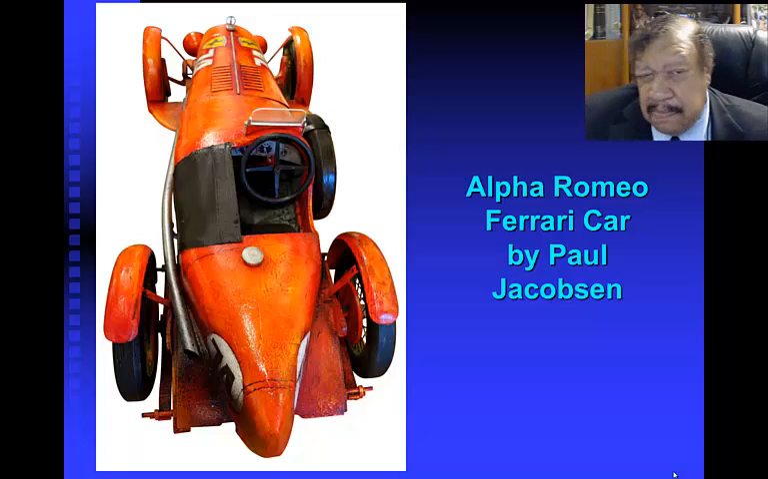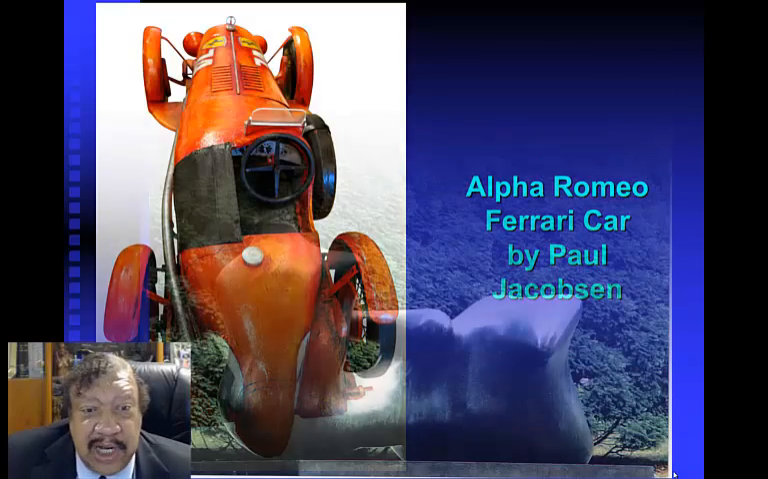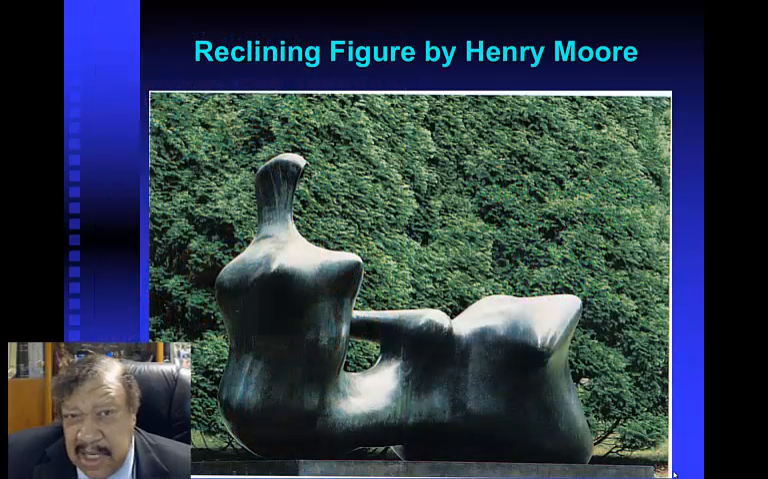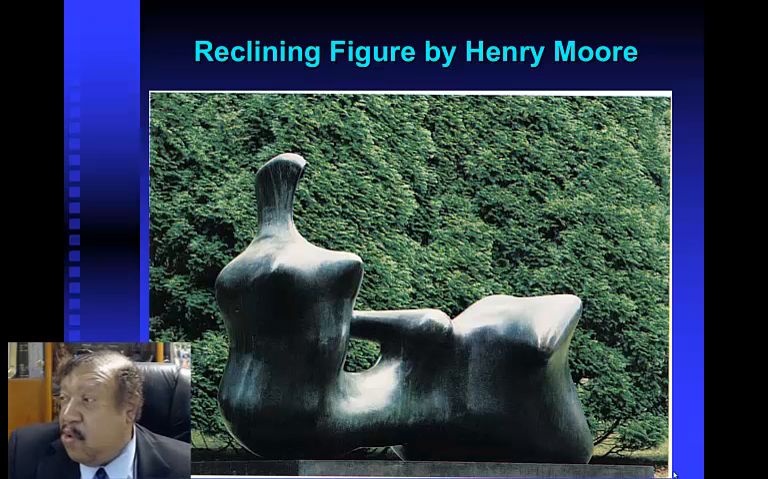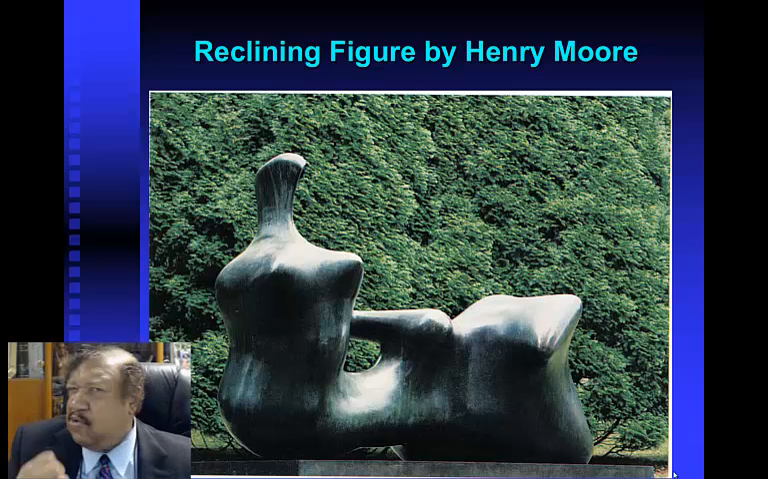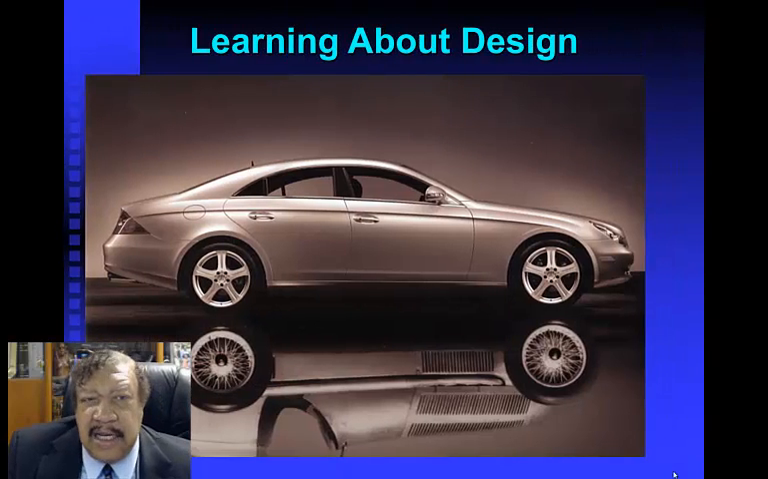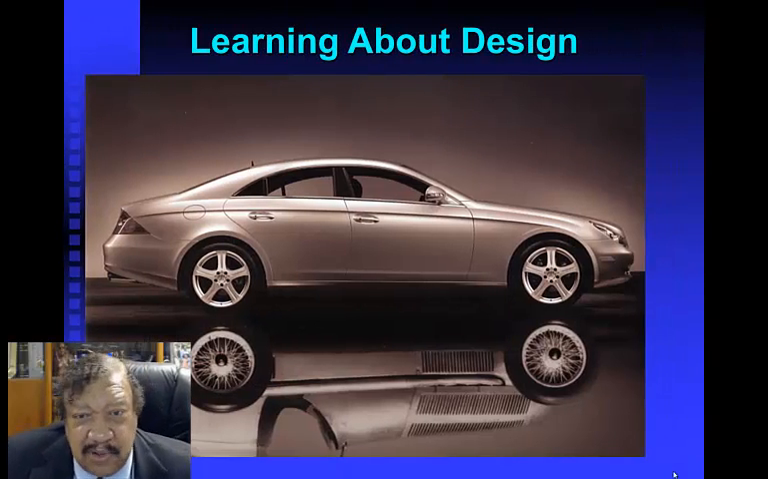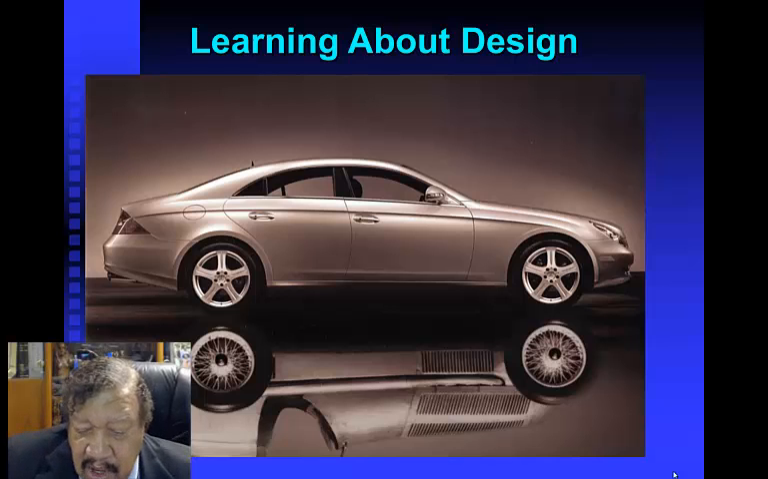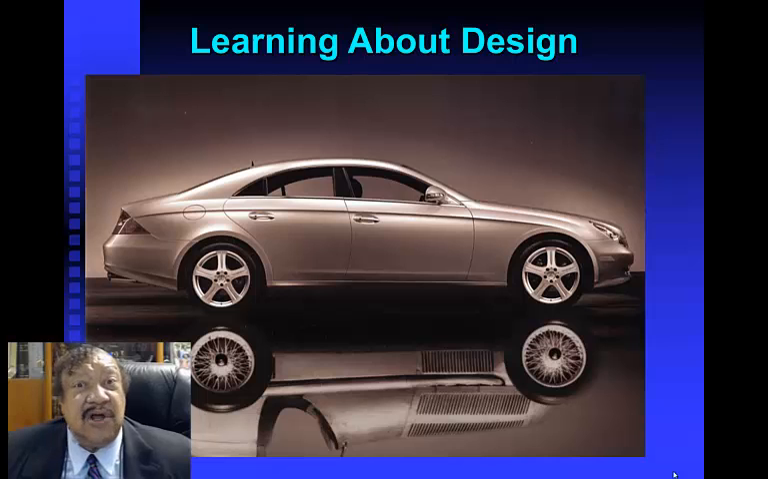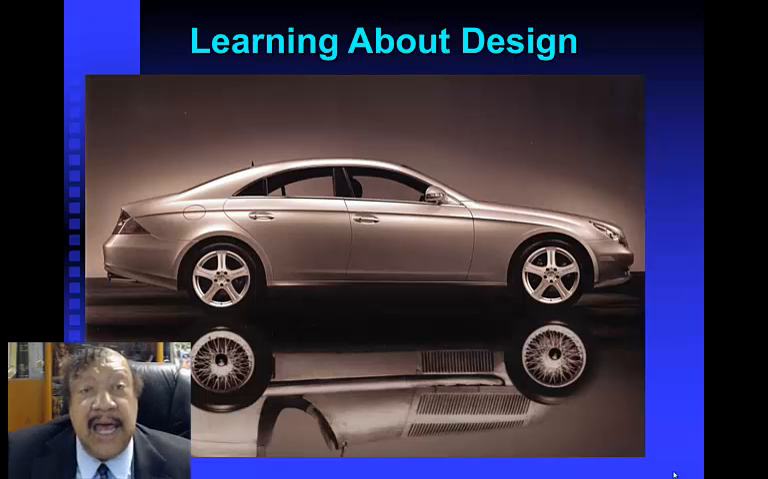And then Paul Jacobson did this Alfa Romeo Ferrari car, in which he assembled that and put it together. This, probably because it's outside, is Henry Moore's work. If you go to the Museum of Modern Art and you go out into the garden, you will see this work. And it's been there for some 40 years. So it was cast so as to make it permanent. And then, of course, this Mercedes was assembled. You just didn't have one piece of metal. Each piece, and many times you've seen on television, the assembly line at General Motors.